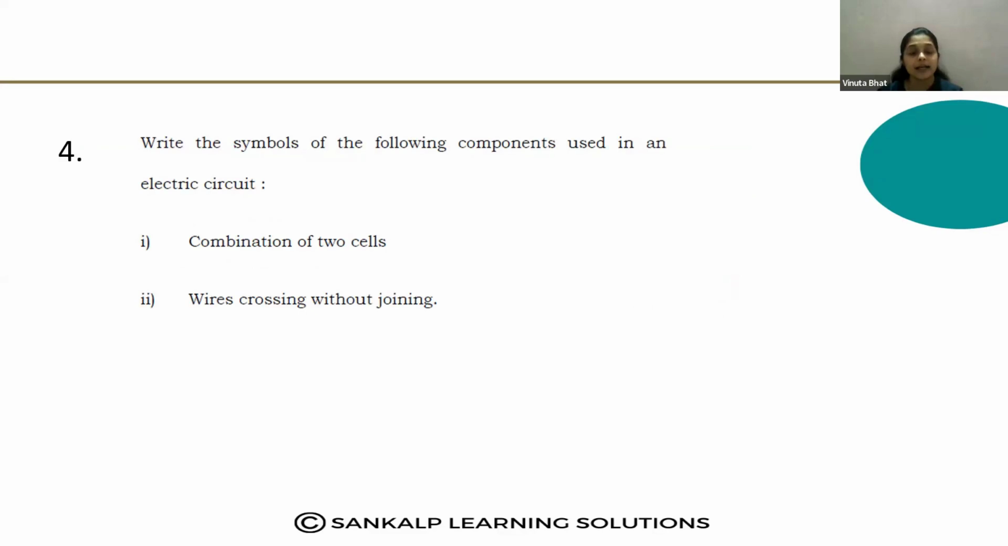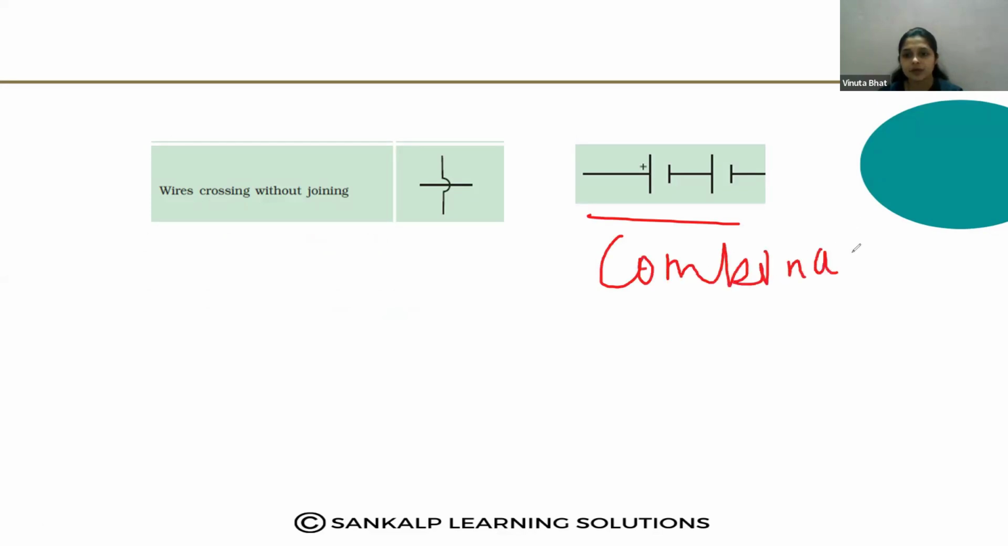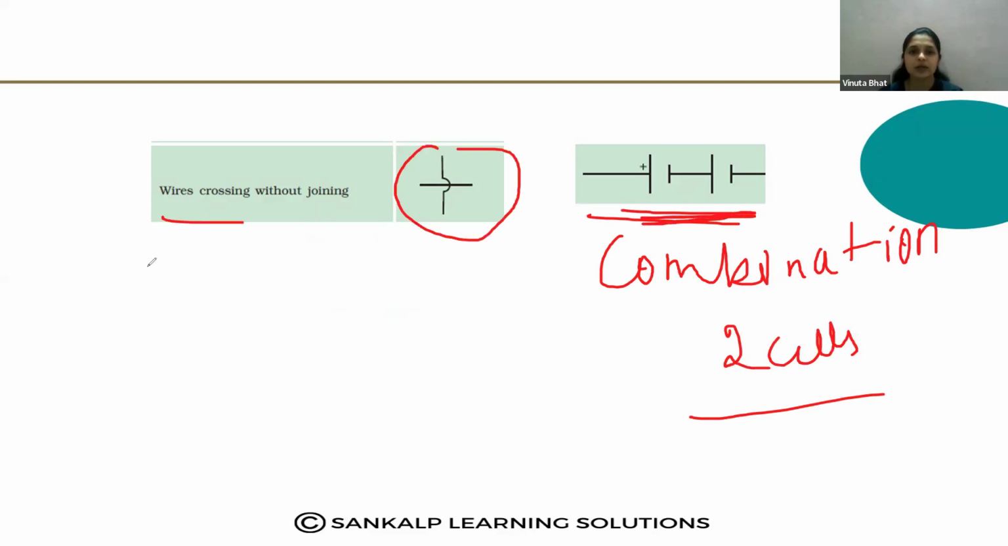Next question. Write the symbols of the following components used in an electric circuit. First one, combination of two cells, and wires crossing without joining. So this is the combination of two cells, and wires crossing without joining. So already we studied this.